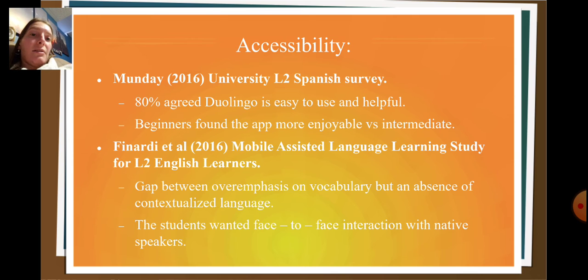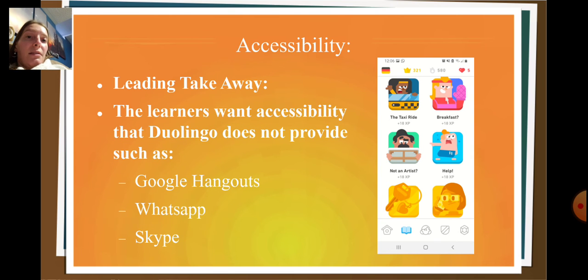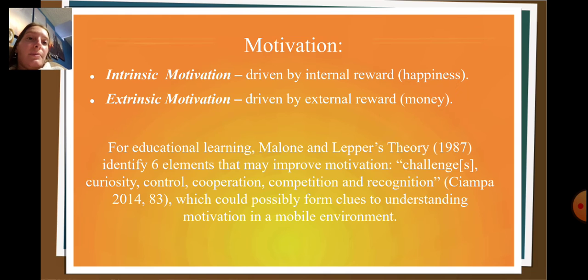Fanardi et al. also did a study on mobile assisted language learning for L2 English learners and found out that there was a gap between overemphasis on vocabulary but an absence of contextualized language, which is so important in ESL because you need a balance with that. The students also wanted face-to-face interaction with native speakers, which Duolingo does not provide. So, in saying that, the leading takeaways are that the learners wanted accessibility that Duolingo does not provide, such as Google Hangouts, WhatsApp, and Skype.